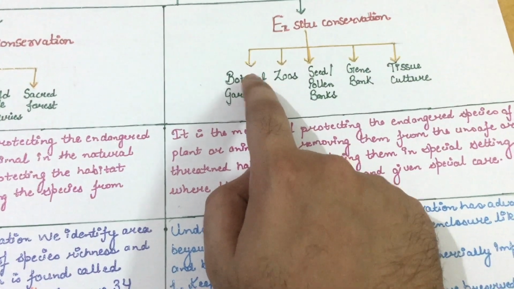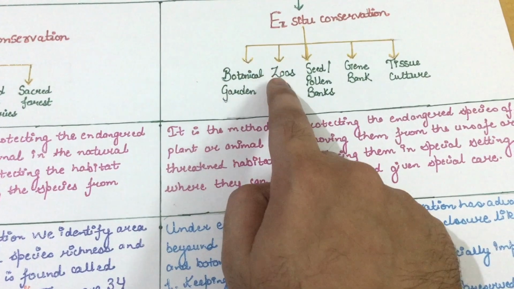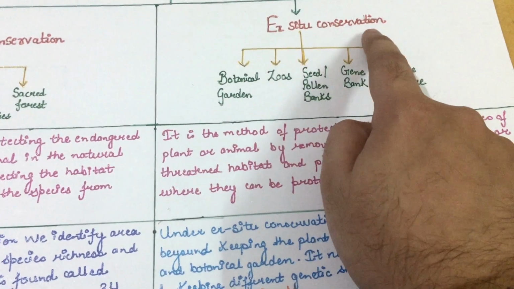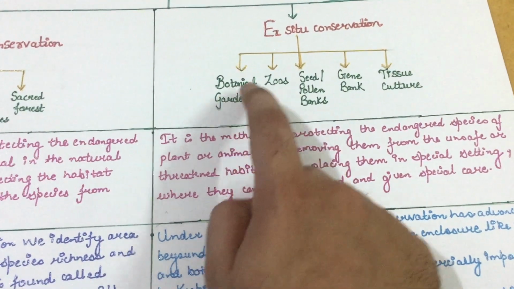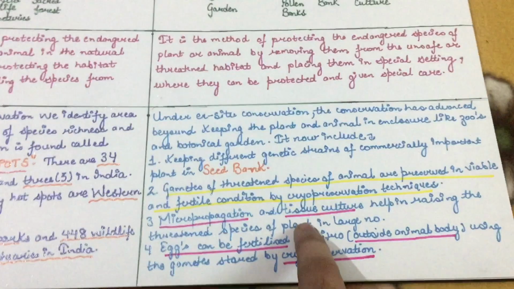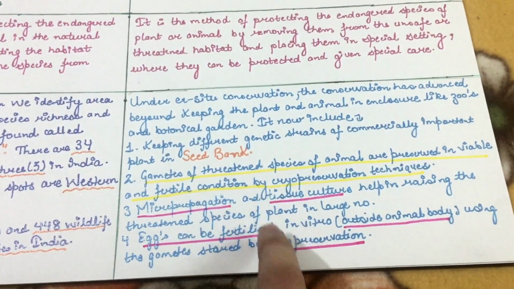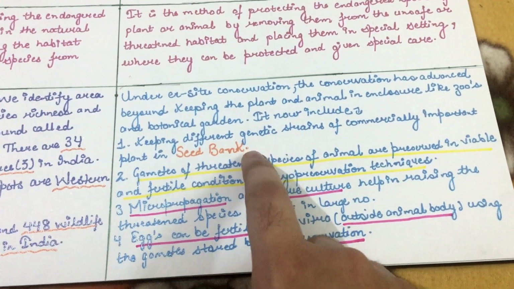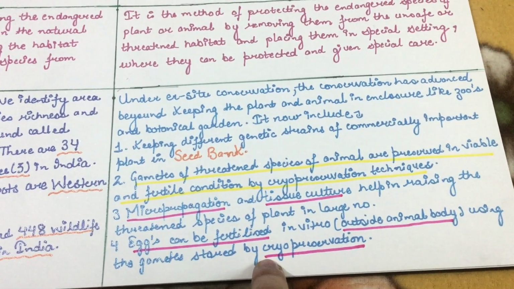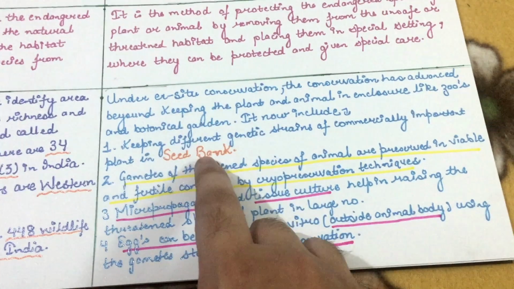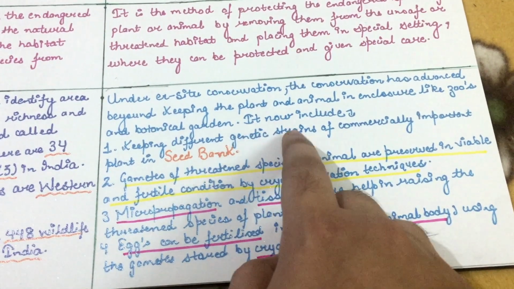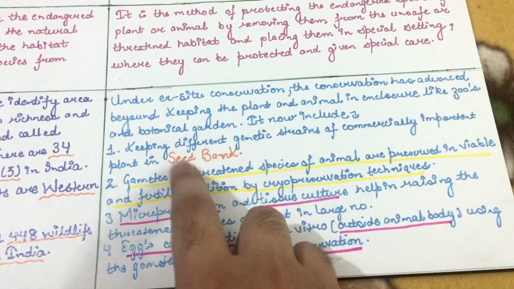Now, one has to remember that botanical gardens and zoos are conventional techniques of ex situ conservation. Now, there are 4 different new methods of biodiversity conservation. So, what are these 4 new methods under ex situ conservation? Number one is seed bank. Seed bank is the area where genetic strains of commercially important plants are kept.